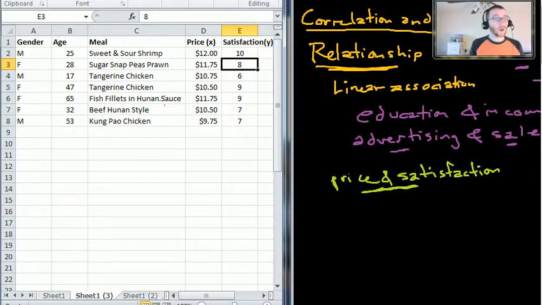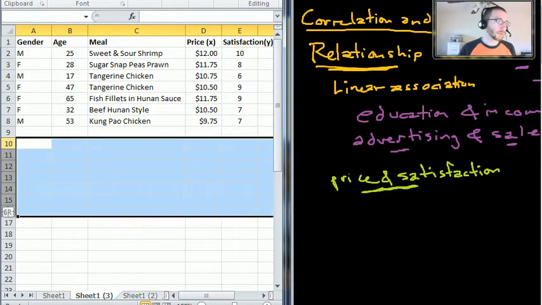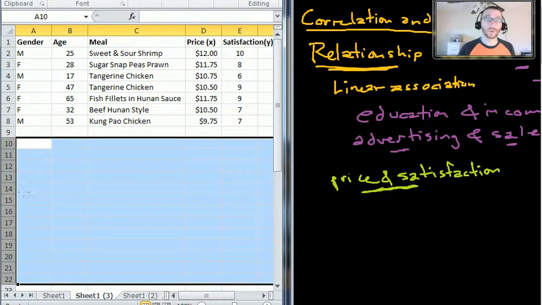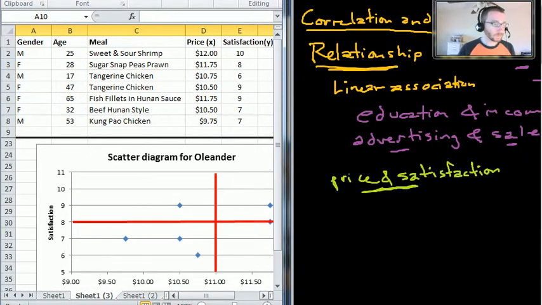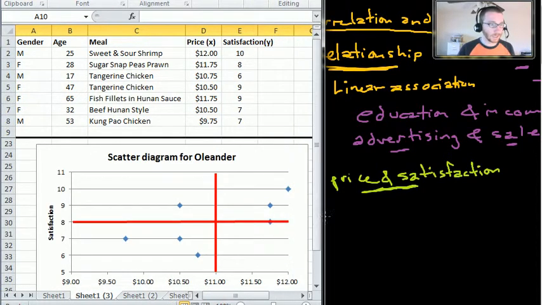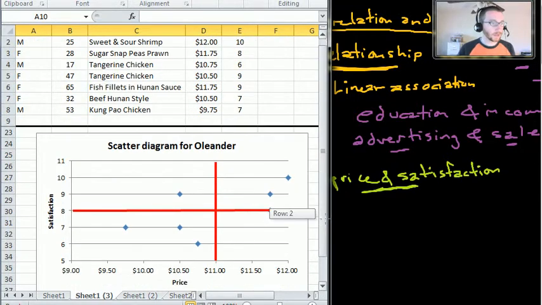Well, if we can quantify this relationship, then we can say something about what to expect in the future, or whether things have changed in one direction or the other. So in order to visualize this, one thing we often like to use is a scatter diagram. Here I have a scatter diagram. I have price on the horizontal axis and satisfaction on the vertical axis, and I've added these two red lines at the sample mean price and sample mean level of satisfaction, just to give us something to look at and talk about.